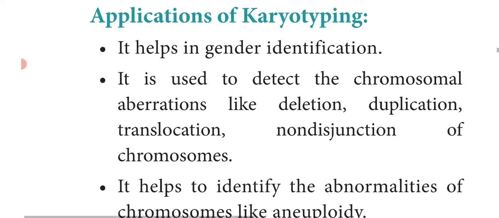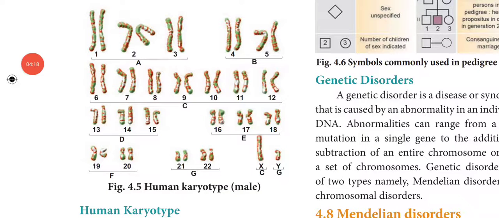karyotyping. So in this picture you can see the human karyotype of male. This is the photograph which is taken at the metaphase stage. Here you can see the identical chromosomes are kept in pairs. So it is the human karyotype of male.